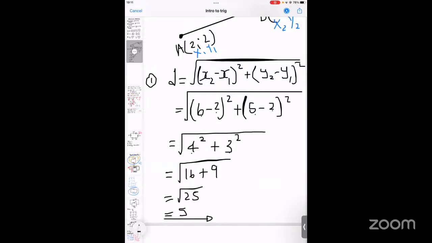So in physical sciences and mathematics, you just need to remember that distance and length may be referring to one and the same thing. That is the formula for you to use to calculate the distance or the length.